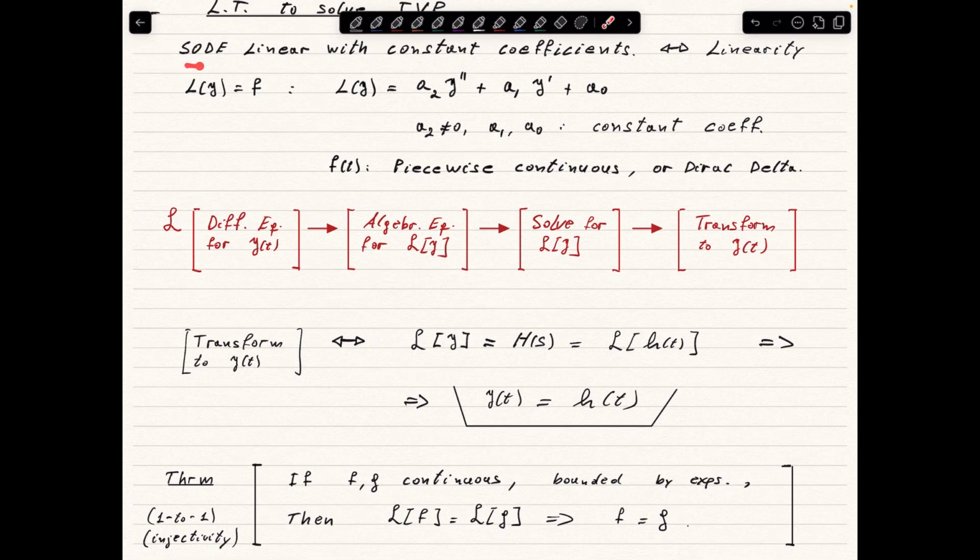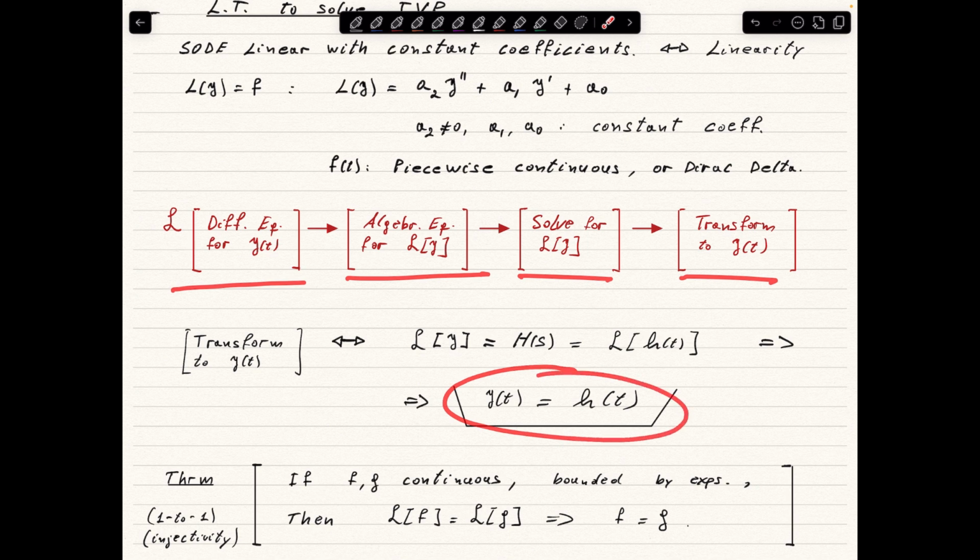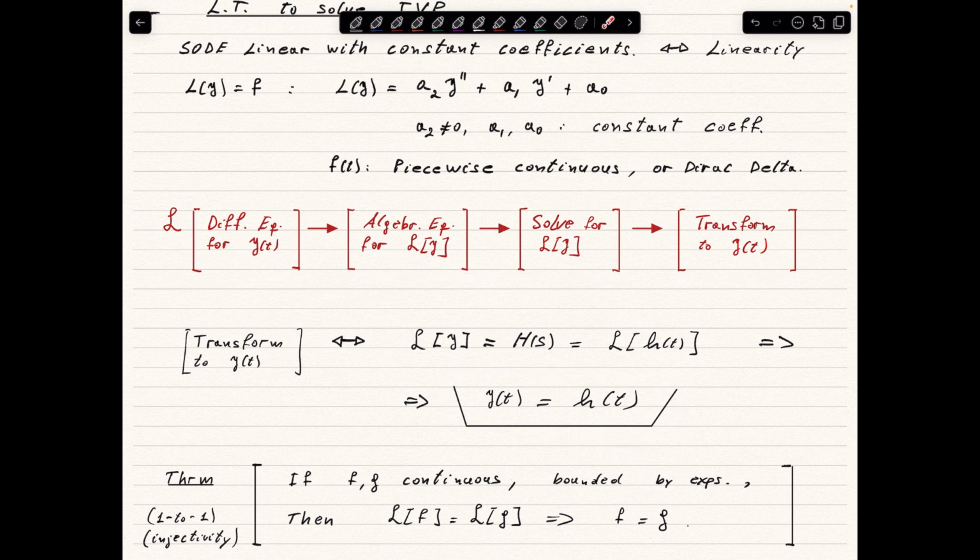So this is how we are going to find the solutions of differential equations. First of all, we are going to work with linear constant coefficient equations. We are going to transform the differential equation into an algebraic equation. We are going to solve it. We are going to transform back. This is the difficult part. That in a nutshell is the Laplace transform method to solve differential equations.